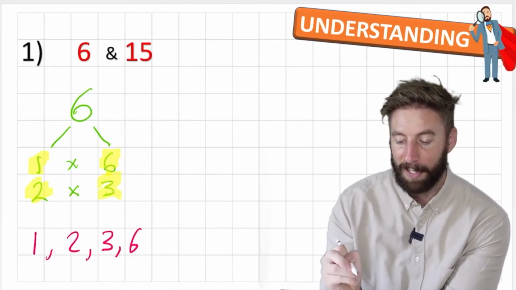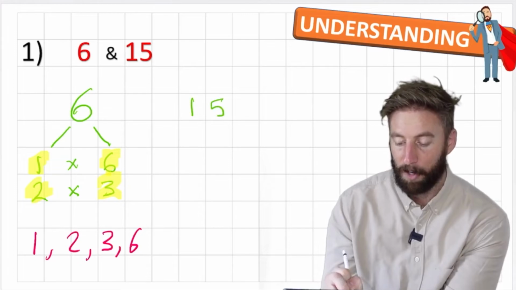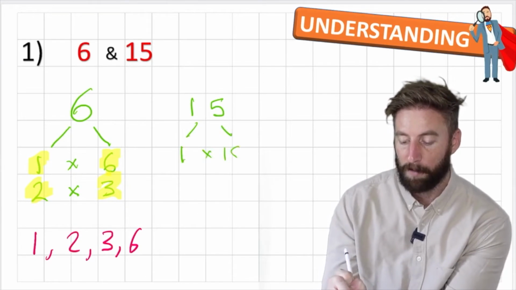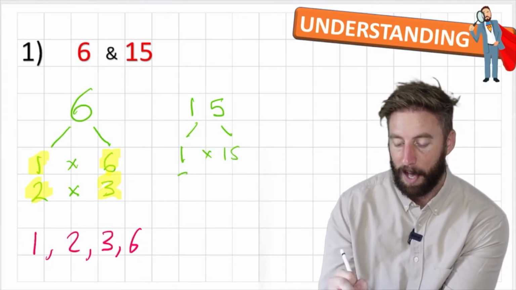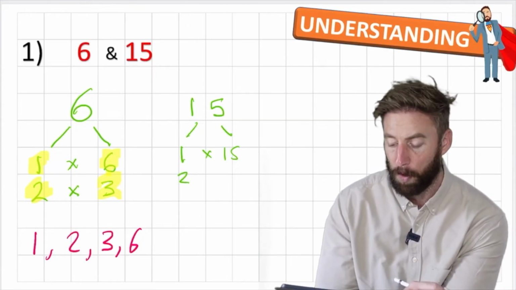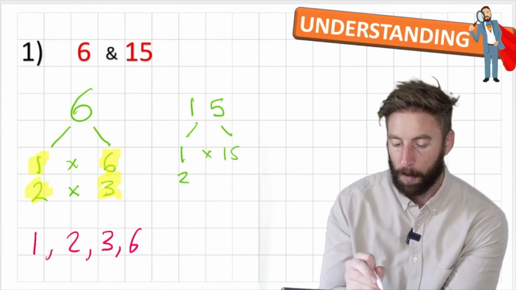So now we need to look at 15. So if I put 15 over here, what are my factors of 15? Well, I know I have 1. 1 times 15 will equal 15. Have I got a 2? No, because 15 is not divisible by 2. I can't divide 15 by 2. So I have no 2.